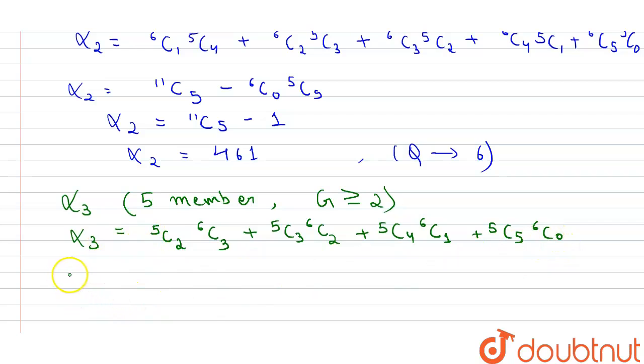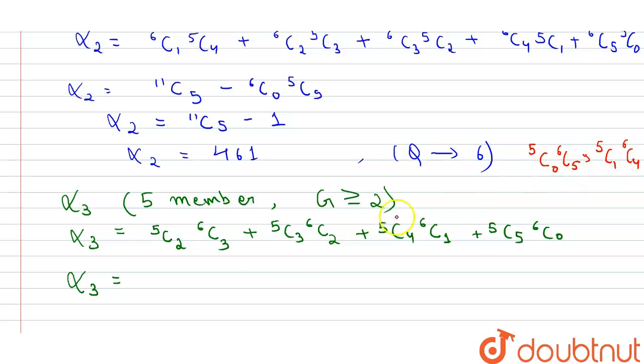Now, if we apply the summation rule again over here, we can see 5 plus 6 is 11, 5 plus 6 is 11, 5 plus 6 is 11, the same. 2 plus 3 is 5, 3 plus 2 is 5, 4 plus 1 is 5, 5 plus 0 is 5. So here also 2 terms in this series are missing. And what are those 2 terms? Those are 5C0, 6C5 and 5C1, 6C4. So these 2 terms are missing.